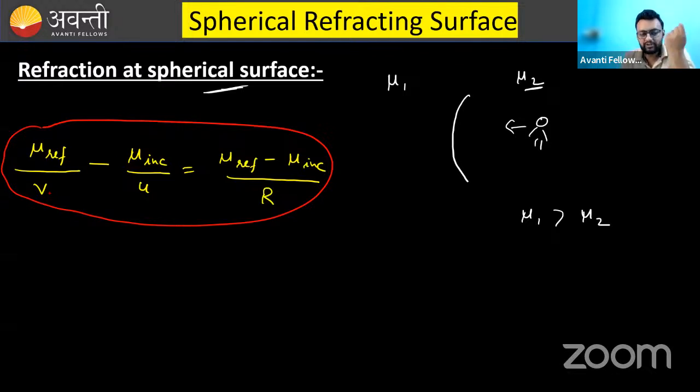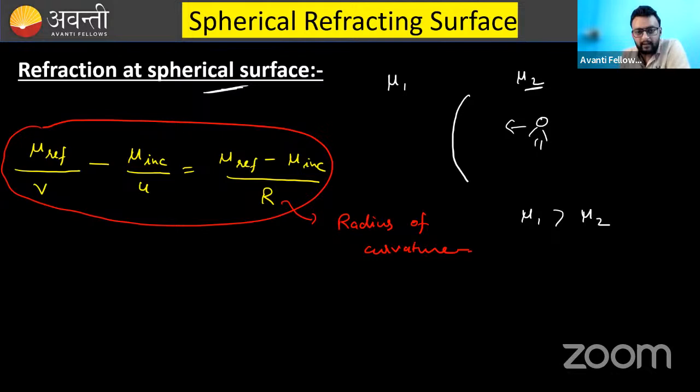Refraction medium over image distance. How to remember it? Refraction medium over image distance minus incidence medium over object distance equals refraction minus incidence over R. R is what? R is the radius of curvature. We have already discussed that in spherical mirrors.